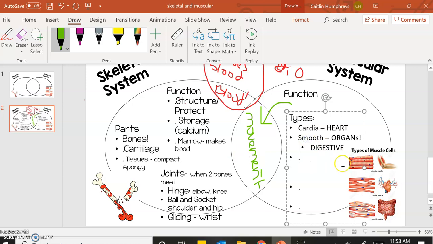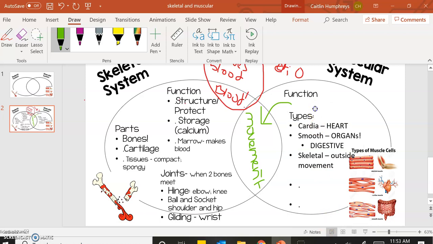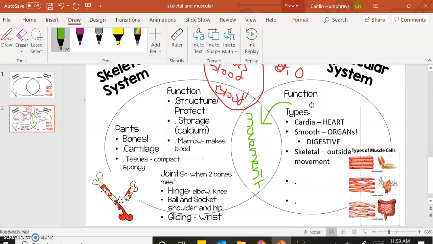And lastly, well, it deals with skeletal system. So we have skeletal muscle. And their skeletal muscle is the actual muscle that helps our body move, outside movement. This is how we are able to grab for things, reach for things, put things down, etc. So there are two types of skeletal muscle.